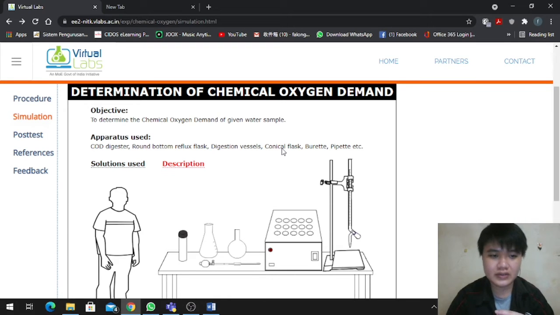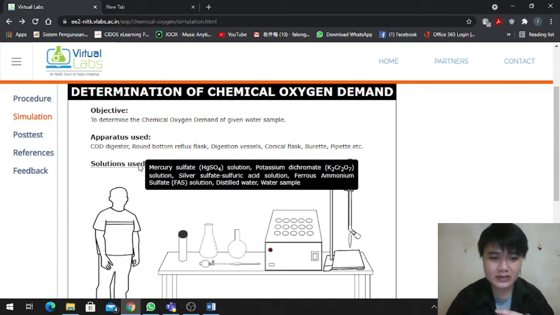Apparatus used: COD digester, round bottom reflux flask, digestion vessels, conical flask, burette, pipette, etc. Solutions used are mercury sulfate solution, potassium dichromate solution, silver sulfuric acid solution, ferrous ammonium sulfate solution, and distilled water sample.